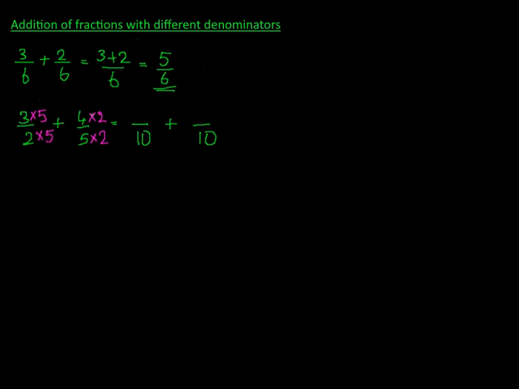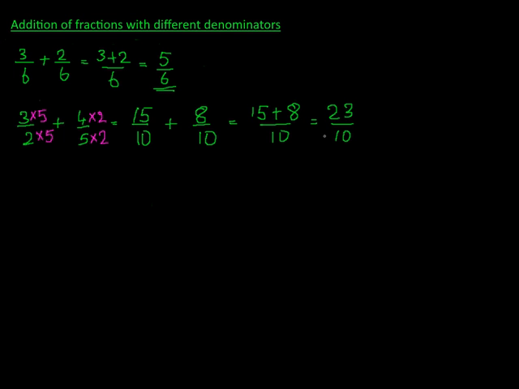So now let's check what the numerators are. 3 times 5 is 15, plus 4 times 2 is 8. So now the common denominator is 10. Now what I have to do is just add the numerators, which is 15 plus 8 over 10, that is equal to 23 over 10. This is my answer.